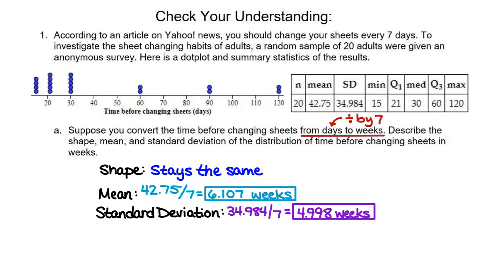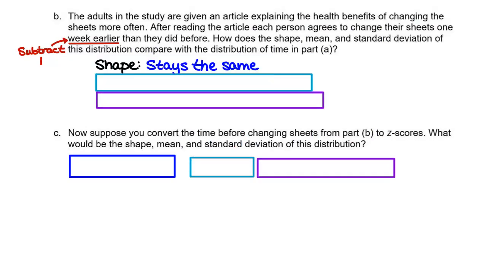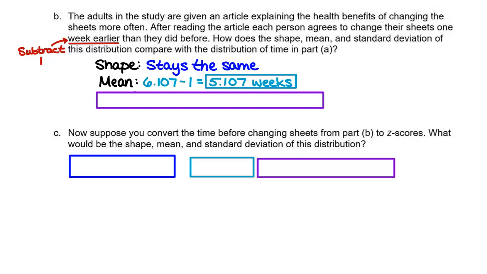If we were using the original data, what would it be? Then it would be -7 because 7 days in a week. But once we've changed it into weeks, we're going to subtract 1 from all the pieces. Would my shape change? No, shape is still going to stay the same. Would the mean change? Yes. What would the new mean be? 5.11, 5.107. Don't forget to put units on there, weeks.